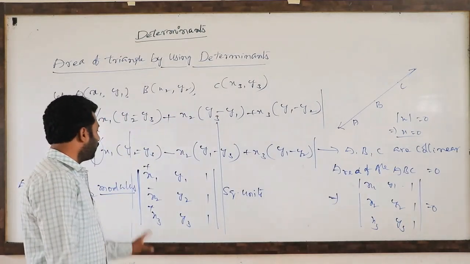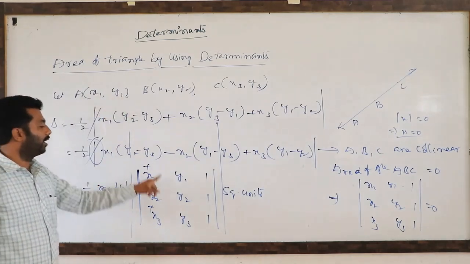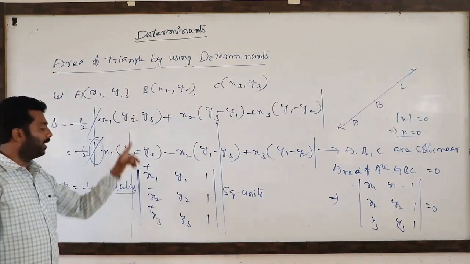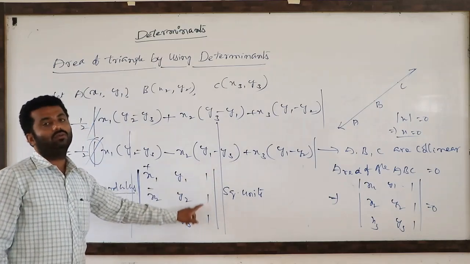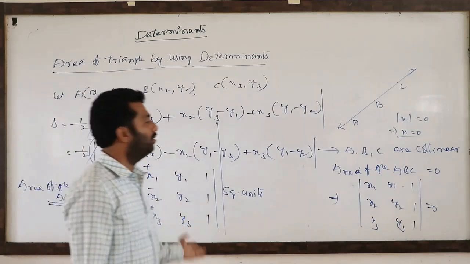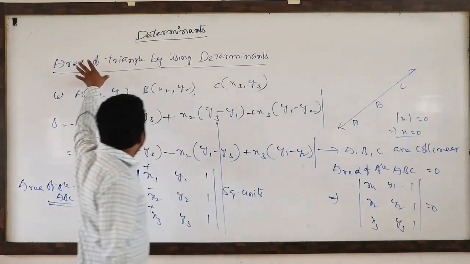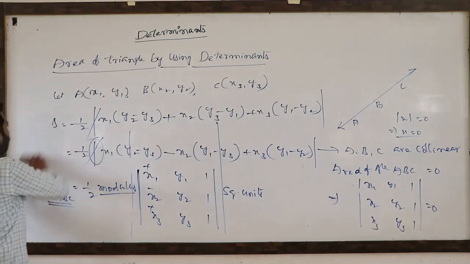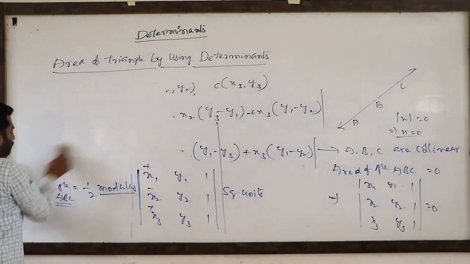So how to remember this formula? Half into modulus of the first vertex x1, y1, 1, second vertex x2, y2, 1, third vertex x3, y3, 1. The third column elements are compulsorily 1, 1, 1 whatever the problem. This is the concept of how to calculate the area of a triangle using determinants. Now I will give one example, and the remaining problems you have to answer yourselves.